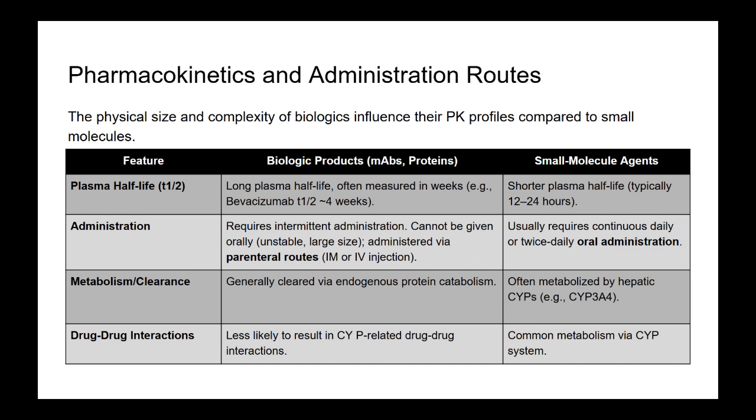Biologic products such as monoclonal antibodies often have a long plasma half-life, sometimes lasting several weeks. For example, bevacizumab has a half-life of 4 weeks. This extended half-life allows these drugs to be administered only intermittently. Most biologic agents, which include proteins and nucleic acid-based drugs, cannot be taken orally because of their large size and instability within the gastrointestinal tract. Instead, they are typically administered through parenteral routes, such as intramuscular or intravenous injections.